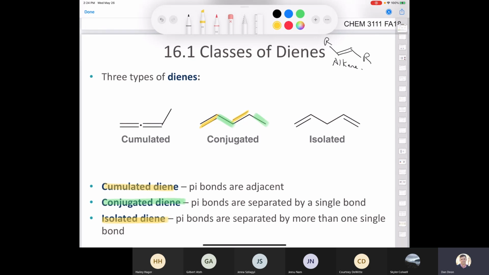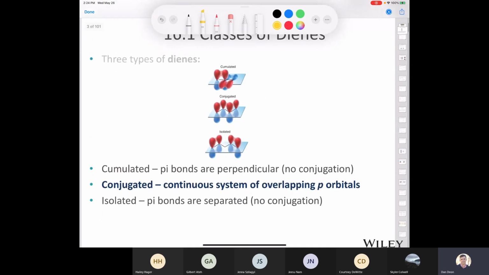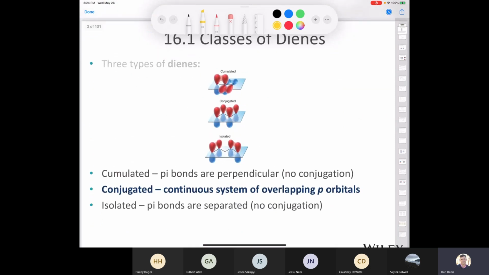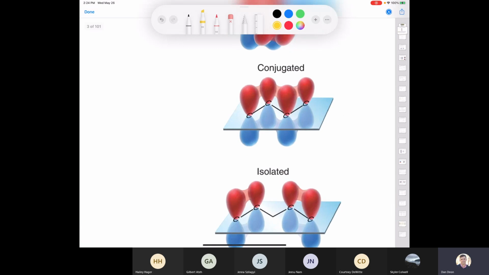Obviously, you have to be able to recognize them, and you can see how they would lend themselves to a multiple choice question very easily. Is this conjugated? Is this cumulated? Is this isolated? Well, if we look at the orbitals of a conjugated diene, you can see that you have double bond, single bond, double bond, like this.